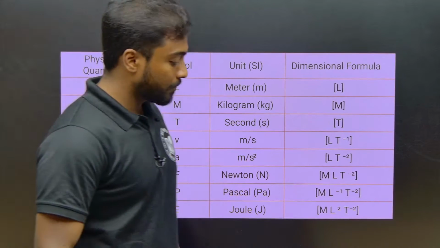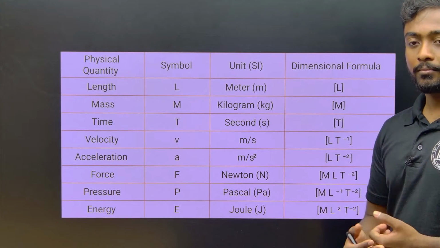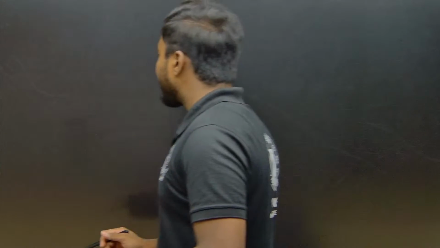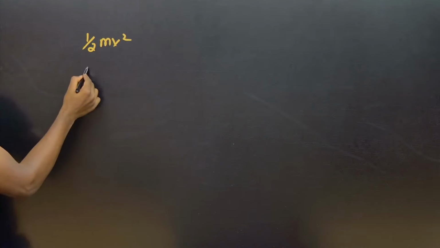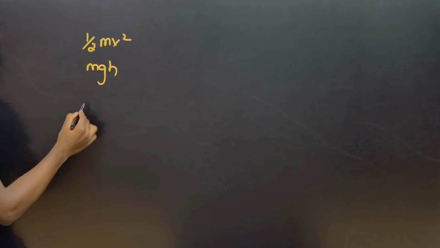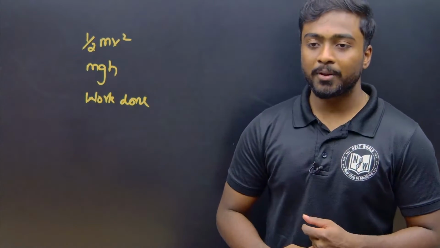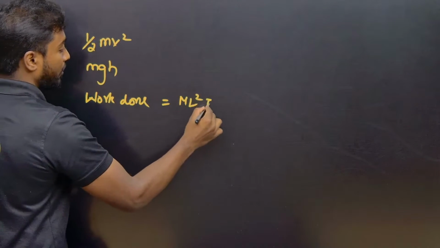How can we find the energy dimensional formula? We can use the formulas: half m v square, kinetic energy; m g h, potential energy; work done is also energy, right? So work done is equal to energy, force into displacement. What is force? M L T power minus 2, displacement is L. So what will be the answer? M L square T power minus 2.